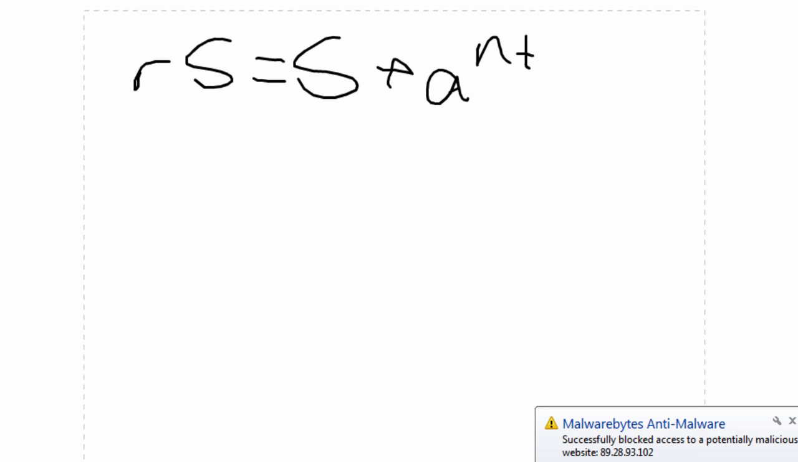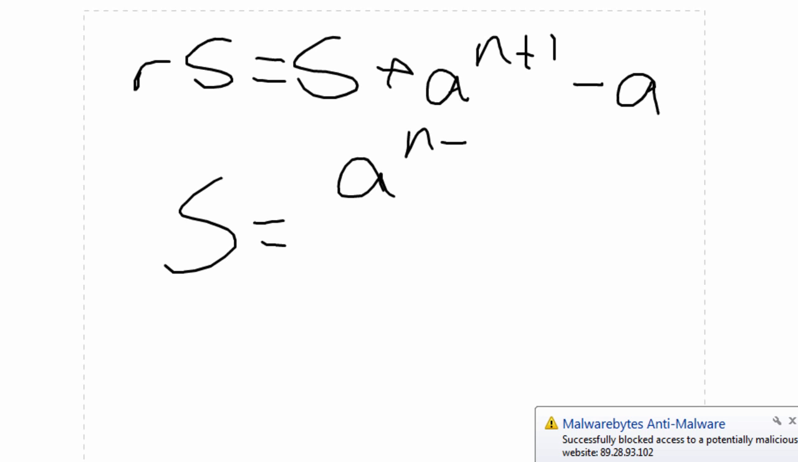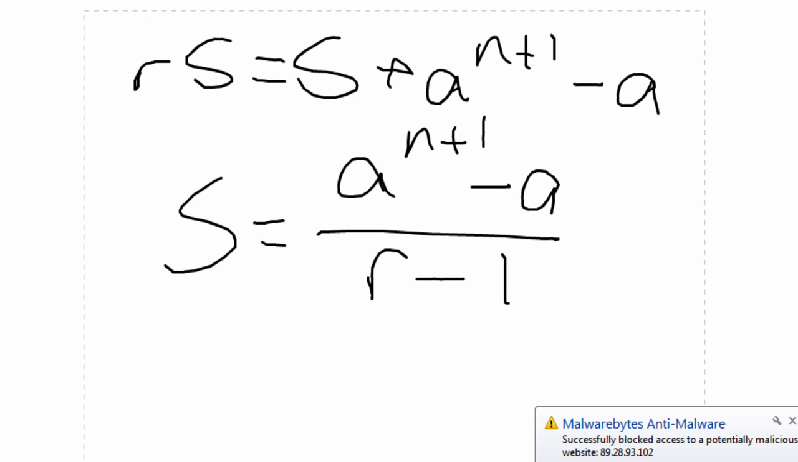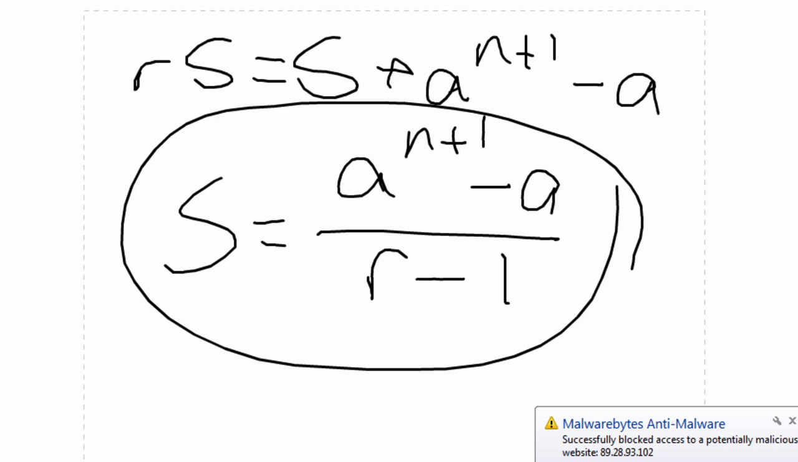So what we have now is this. And if you just do some algebra, solve for S, you get this, which is the summation formula for geometric sequences.